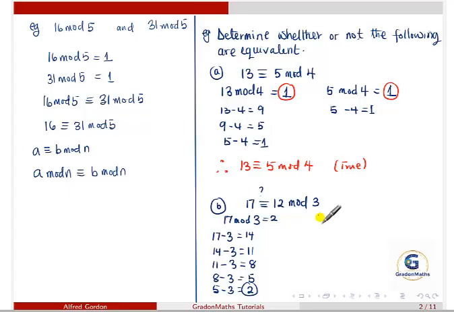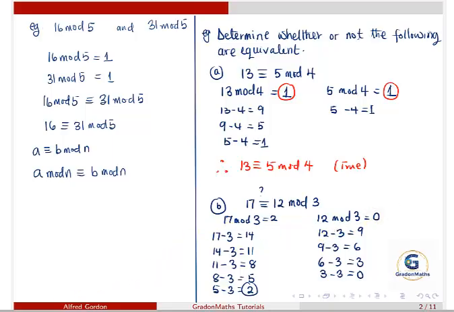But for 12 mod 3, we can do 12 minus 3 to give us 9, and 9 minus 3 to give us 6, 6 minus 3 to give us 3, and 3 minus 3 to give us 0. So 12 mod 3 is 0.